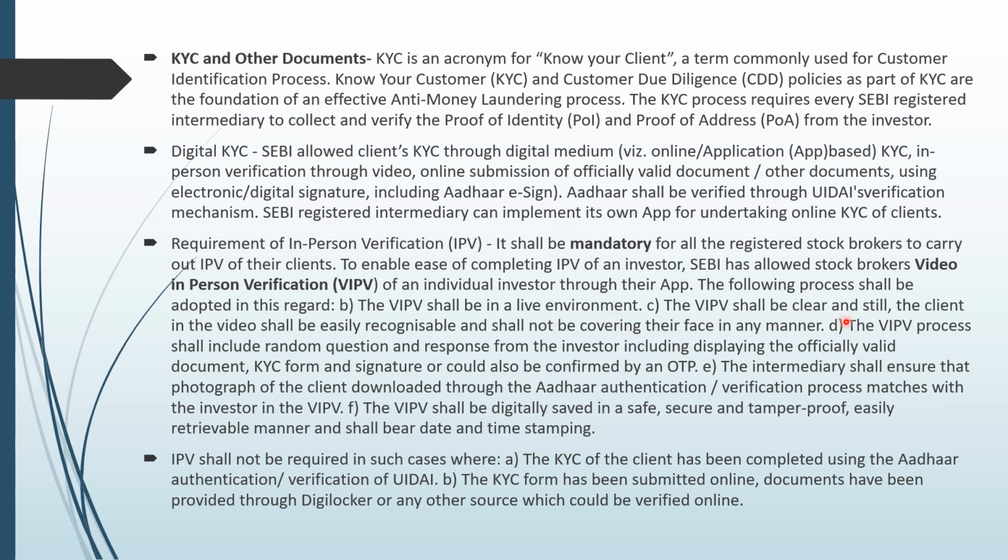The IPV shall be clear and still, and the client in the video shall be easily recognizable and shall not be covering their face in any manner. The IPV process shall include random questions and response from the investor, including displaying the officially valid document, KYC form and signature, or could be confirmed by an OTP. The intermediary shall ensure that the photograph of the client downloaded through the Aadhaar authentication or verification process matches the investor in the IPV. The IPV shall be digitally saved in safe, secure, and tamper-proof, easily retrievable manner and shall bear date and time stamping.